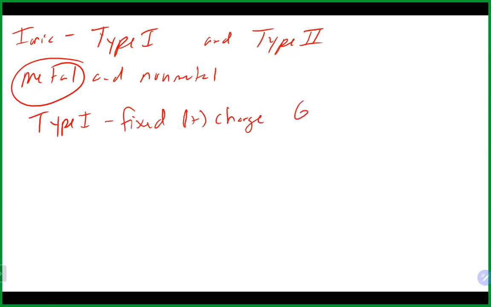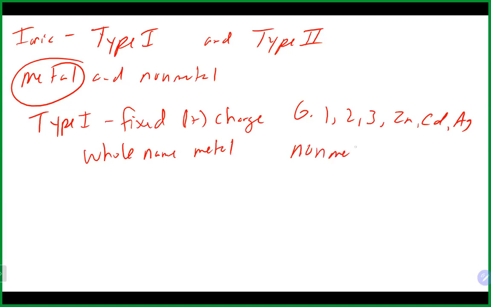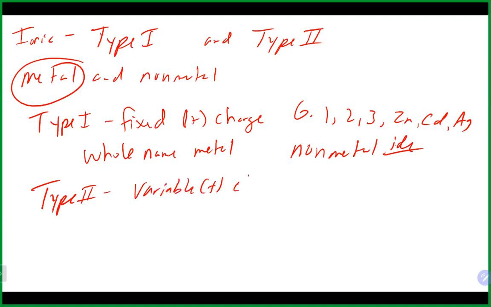And that's basically our group 1, 2, 3, our zinc, cadmium, and silver. To name these, we use the whole name of the metal. And the non-metal, as we talked about, we drop a little bit of the last part, a little bit more than the last part, and we put the IDE at the end of it. For type 2, it also is a metal and a non-metal. And once again, it's that metal that's important. The difference is it has a variable positive charge. And that's usually your transition metals.